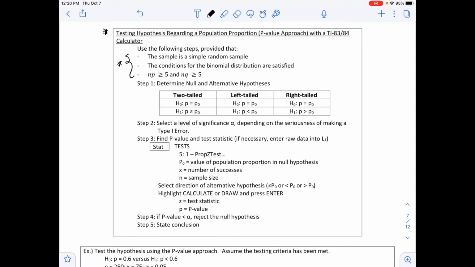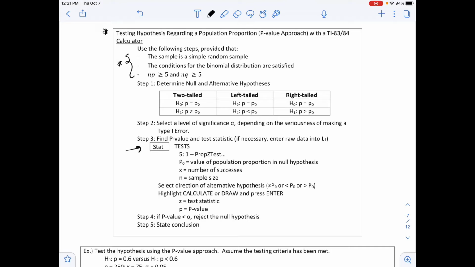Step 1 is determining your null and alternative hypotheses. This depends on whether it's a two-tailed, left-tailed, or right-tailed test. Step 2 is selecting the level of significance, and usually this is going to be given to us. Step 3 is finding our p-value and test statistic if necessary. Enter raw data into L1.